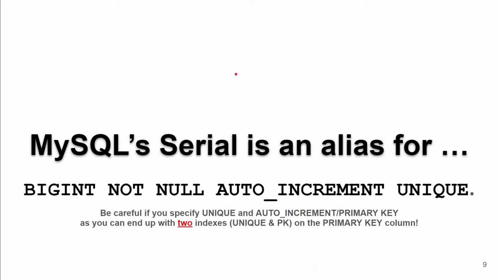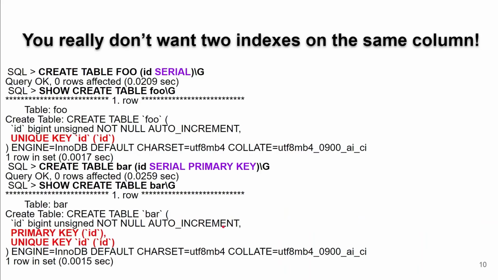Now, MySQL also has a serial keyword, but it's not a data type. It's an alias for big int, not null, auto-increment, and unique. That can cause problems. If you specify unique and auto-increment / primary key, you can end up with 2 indexes, one for the unique and one for the primary key on the primary key column.